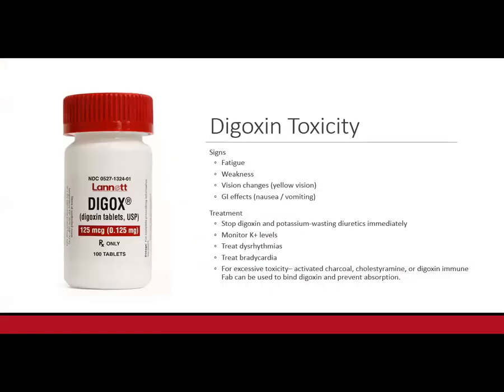So just as a reminder, these are our digoxin toxicities. Signs of these toxicities can be things like fatigue, weakness, visual changes, so seeing yellow, GI effects. Treatment, stop digoxin and potassium wasting diuretics immediately. Monitor potassium levels, treat dysrhythmias, treat bradycardia. And for excessive toxicity, you can give them the antidote, which is digoxin immune fab. Activated charcoal and cholestyramine can be used to bind digoxin and prevent absorption.